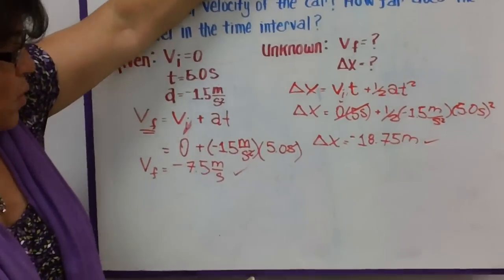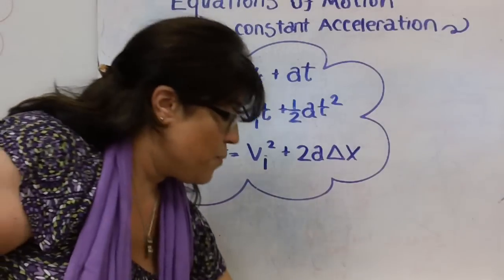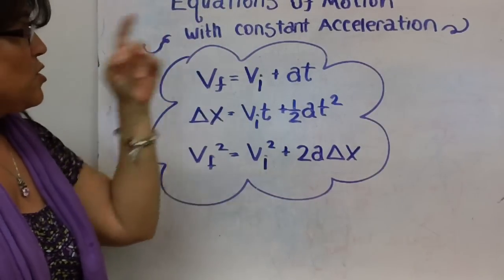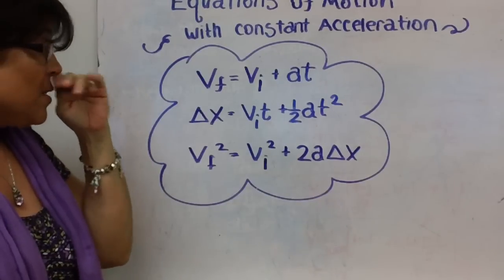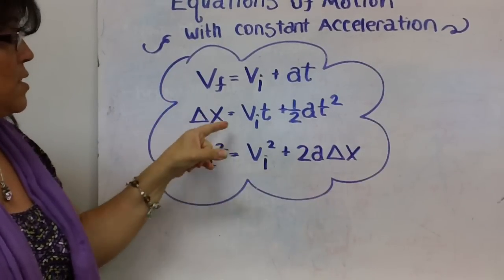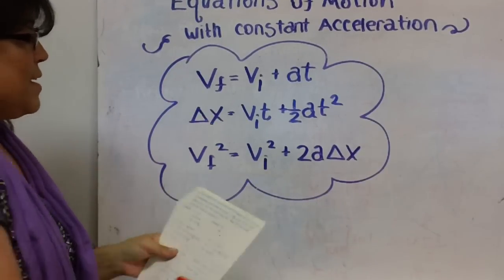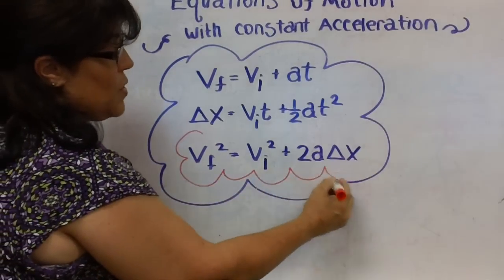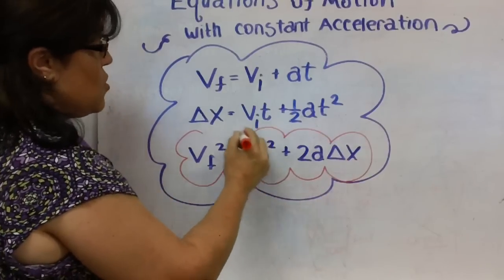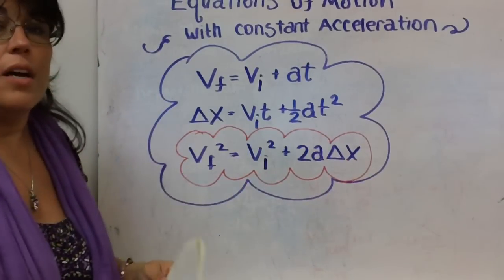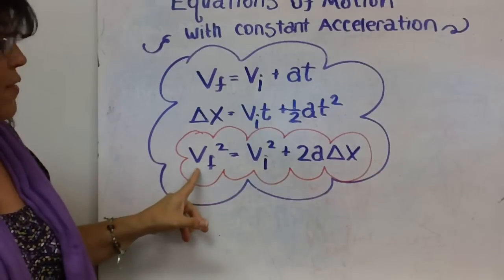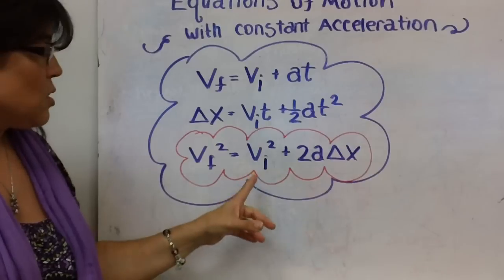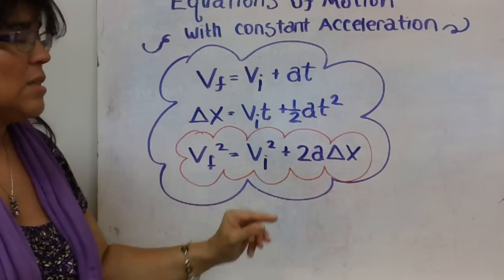Okay, so for a quick overview of what we learned, we have 2 equations that I verified for you. These are equations of motion with constant acceleration. This was the first one, this was the second one, and then right here is our third one. The derivation for this one is a little bit more confusing, so I'm going to leave it up to you to look in your textbook if you want it. Otherwise, we just know that our final velocity squared is equal to our initial velocity squared plus 2 times acceleration times the displacement.